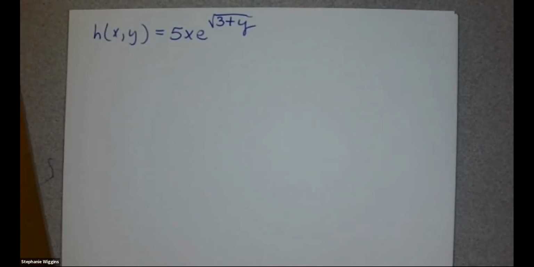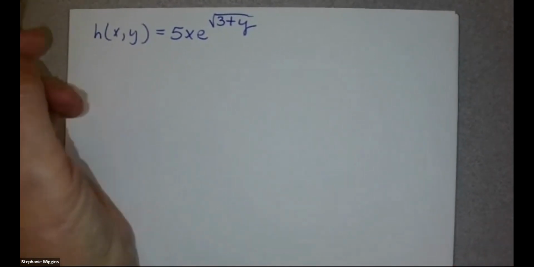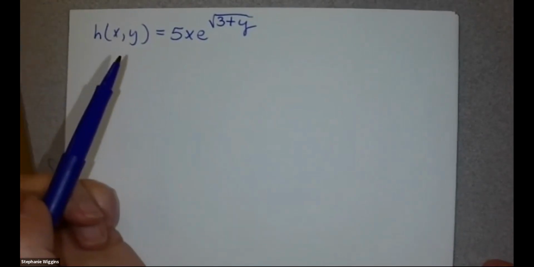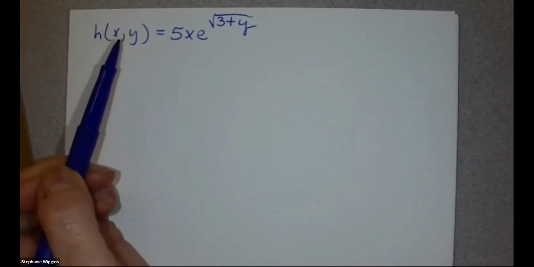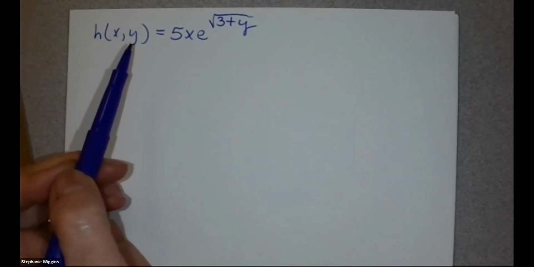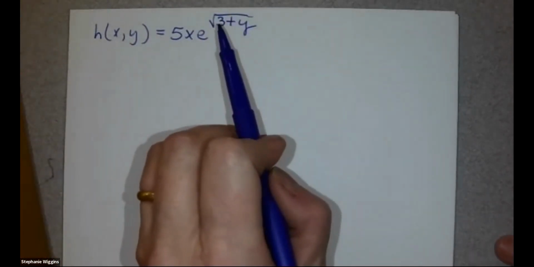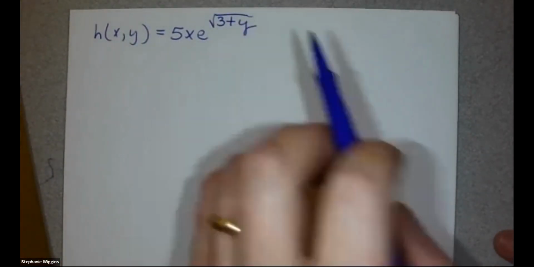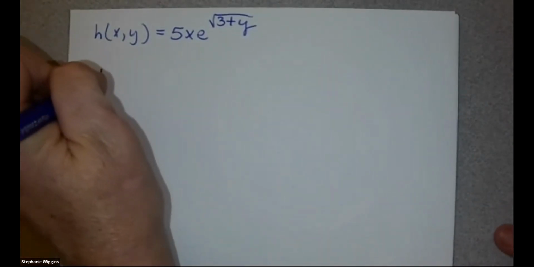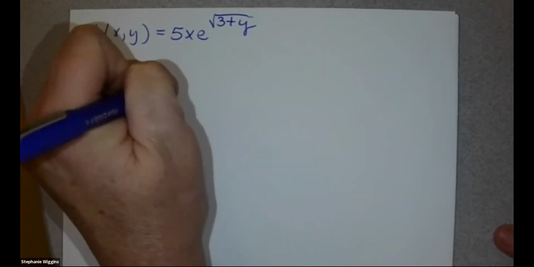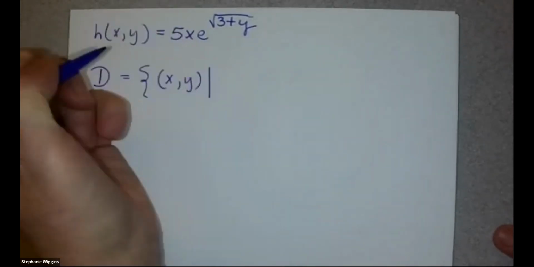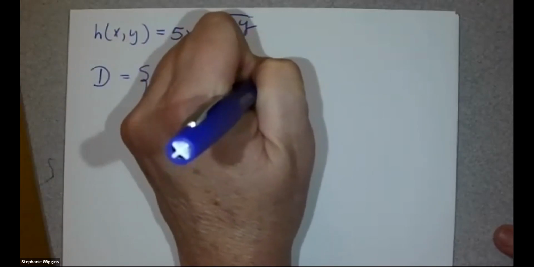And when you're looking for the domain, the two things that cause problems are radicals. You can't have the radical of a negative number, and denominators. So you can see here we have a radical. In this case, because we have two variables, we're talking about any ordered pair, where x could be any real number and y could be any real number, except we must require that 3 plus y is greater than or equal to 0. So the way we write that is we write the domain is the set of all ordered pairs x, y, such that 3 plus y is greater than or equal to 0.